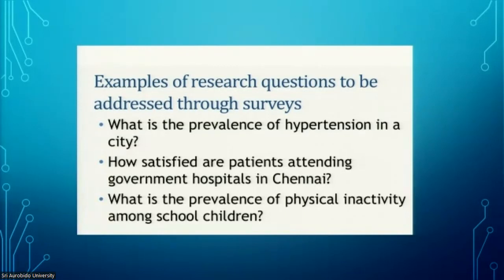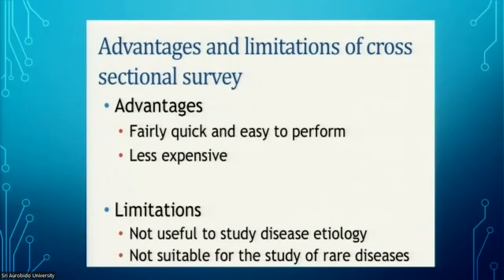Some examples of such surveys are: what is the prevalence of hypertension in a city? How satisfied are patients attending government hospitals? What is the prevalence of physical inactivity among school children? So all these can act as your cross-sectional surveys. The advantages are, जो सबसे ज्यादा हम लोगों के लिए advantageous है, it is less expensive and fairly quick and easy to perform. And these two advantages usually we take in consideration while planning our own research.